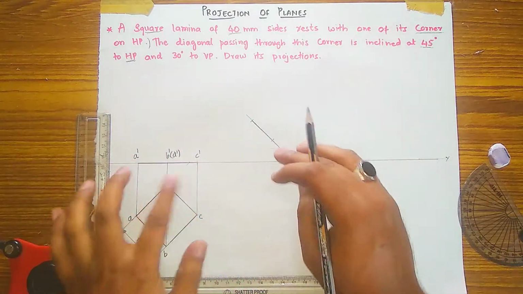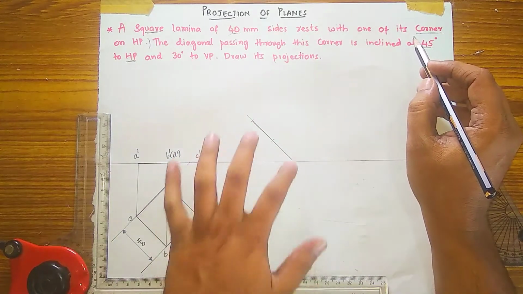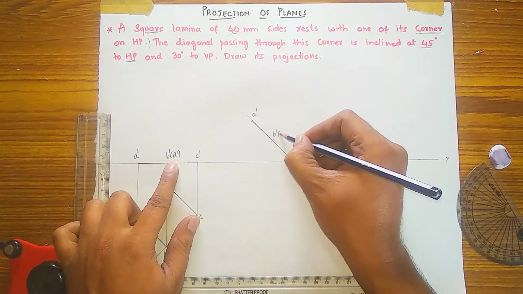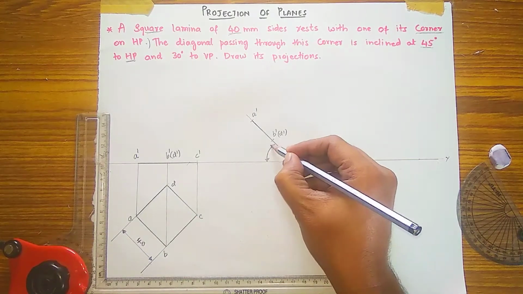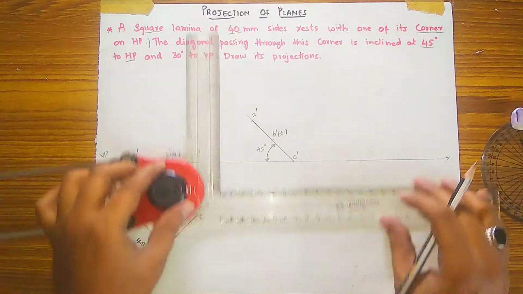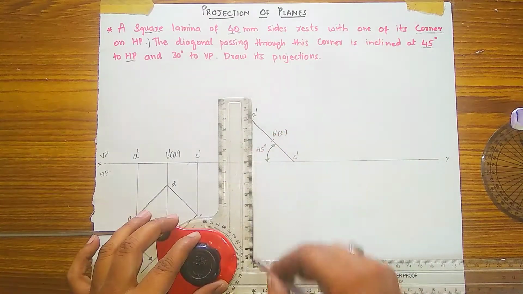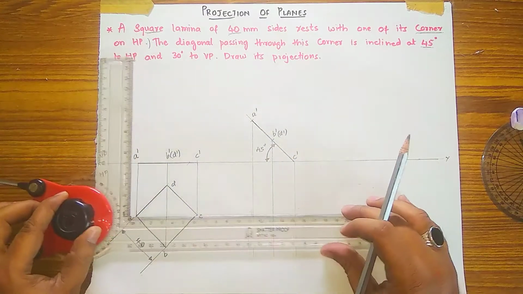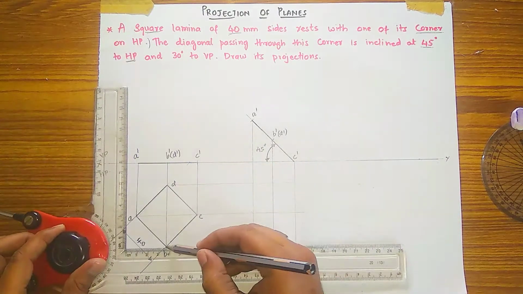The labeling is also the same, as your lamina is inclined at 45 degrees to HP. So the labeling is A dash, B dash, D dash and C dash. Then show the angle given in the question, 45 degrees. Now draw the projection lines from each labeled point, from A dash, B dash, D dash, C dash, and from the first projection also A, C, D, B.